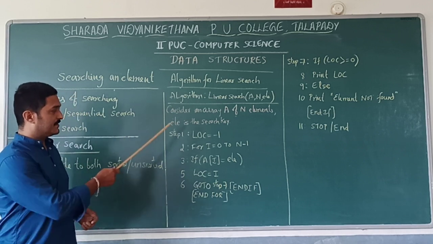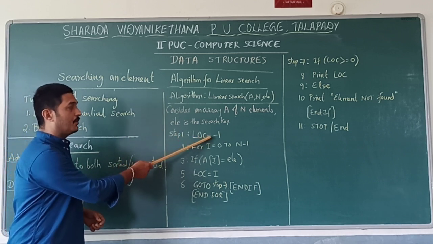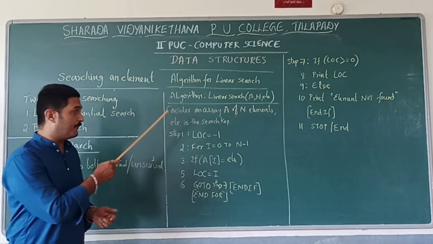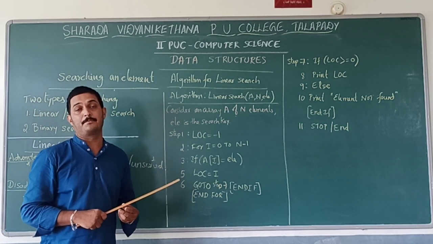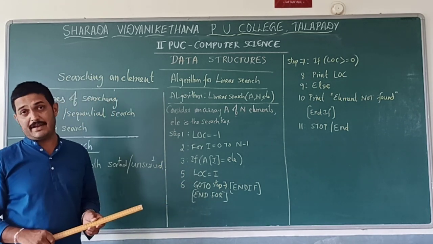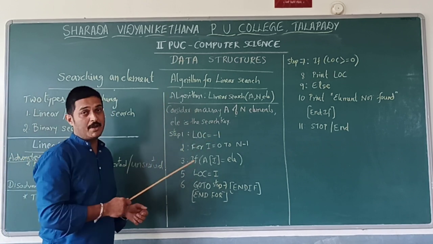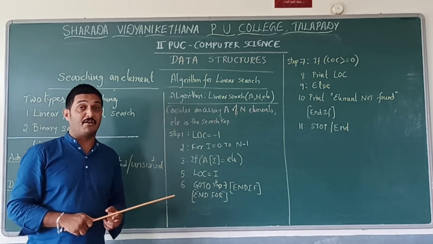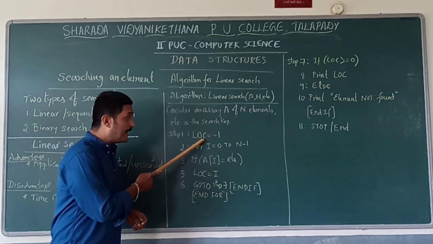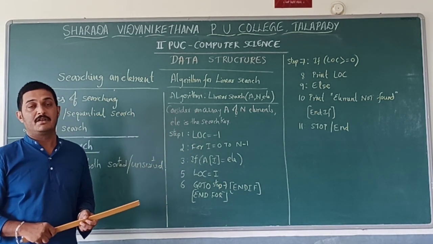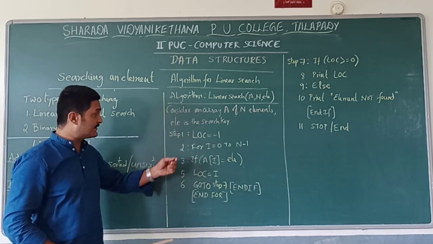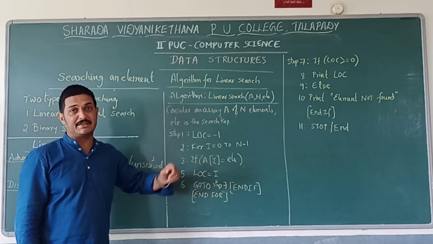The next one is step 1, LOC equal to minus 1. LOC equal to minus 1 means we are initializing a variable. Normally, whenever we initialize a variable, we start with 0. But according to the array concept, the 0th location already exists, so we cannot use LOC equal to 0. That is why I am using LOC equal to minus 1.